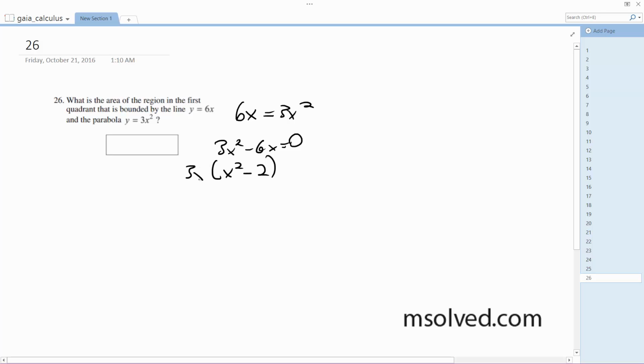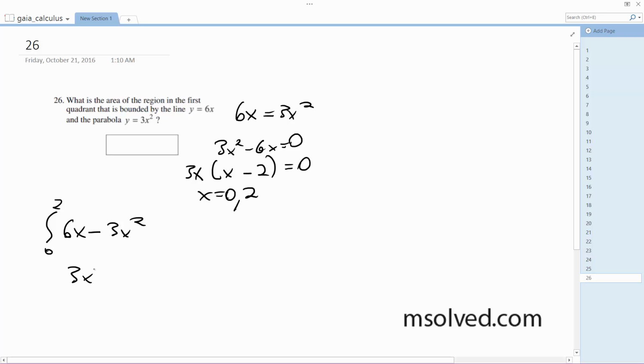So x... That's not right. Should be 1. So this is equal to 0 when x is equal to 0 or 2. So those are our bounds, 0 to 2 of 6x minus 3x squared.